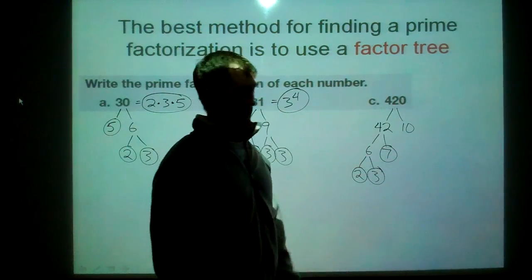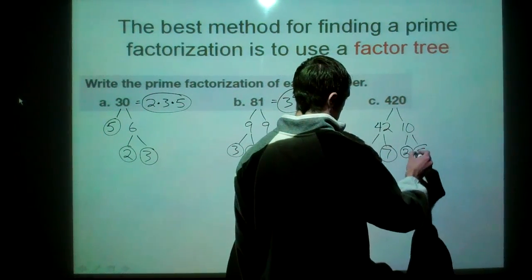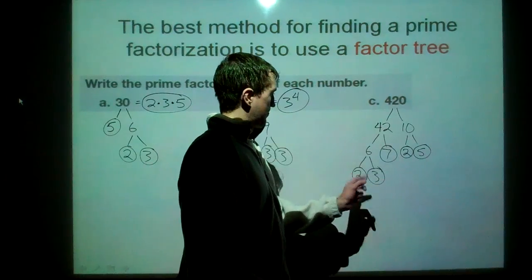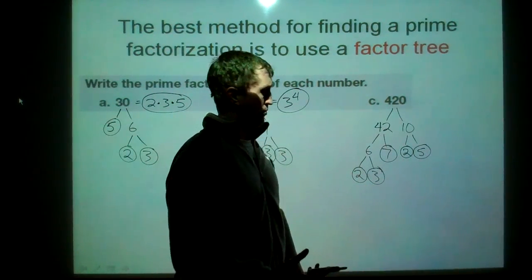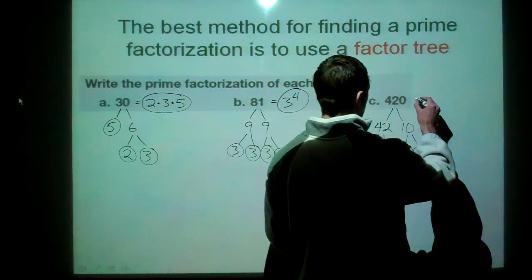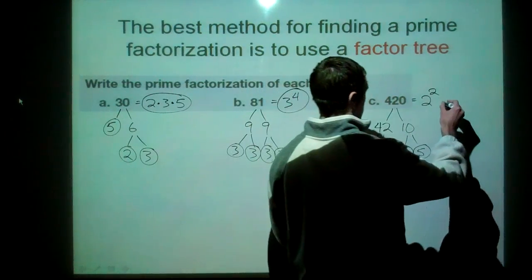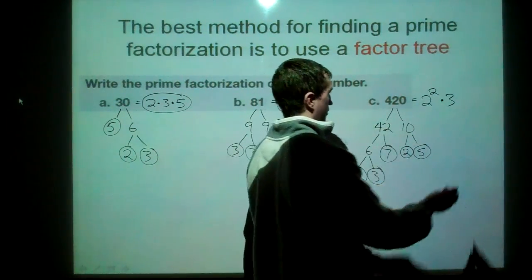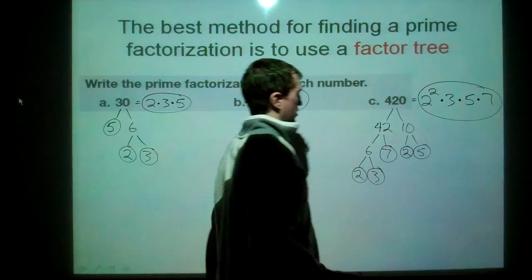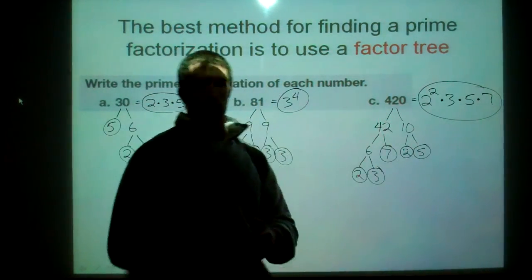Now we have to go to 10. I know that 10 is 2 times 5. 2 and 5 are primes, so we're done there. First thing you want to do is start with 2's if you have them, or the lowest prime number. I've got 1, 2, two 2's, which we'll write as 2 to the second, because we had 2 of them. Then I have a 3, so times 3, times 5, times 7. That one's a bit more lengthy for 420, but yes, this is how we would write the prime factorization of that.